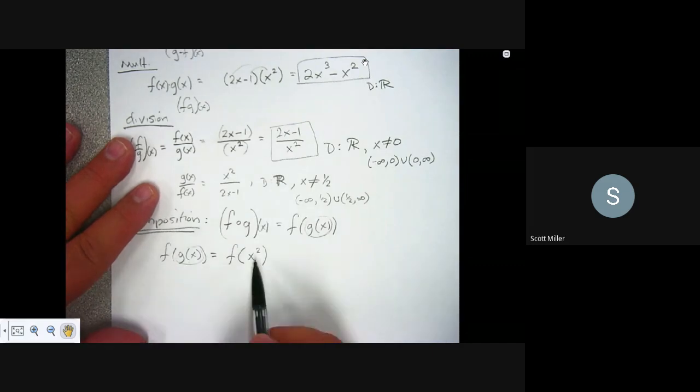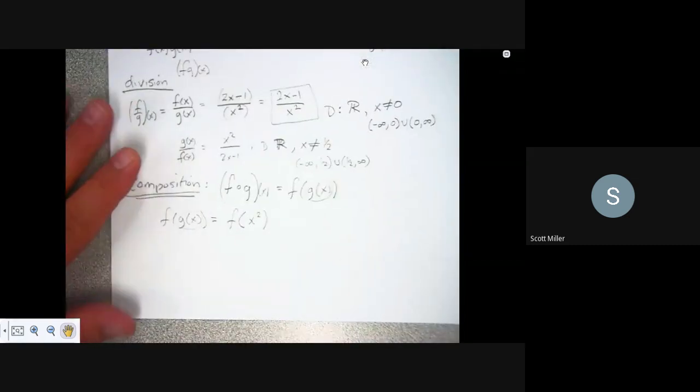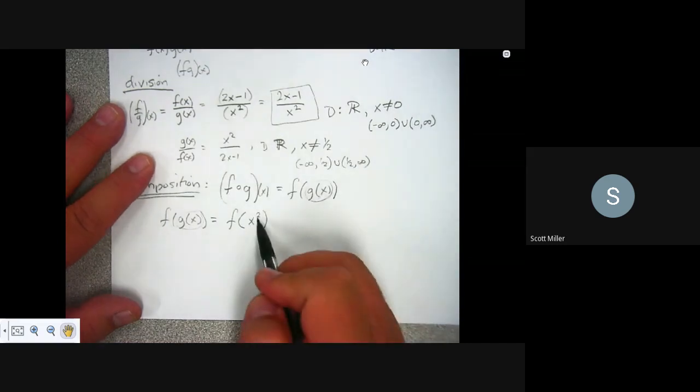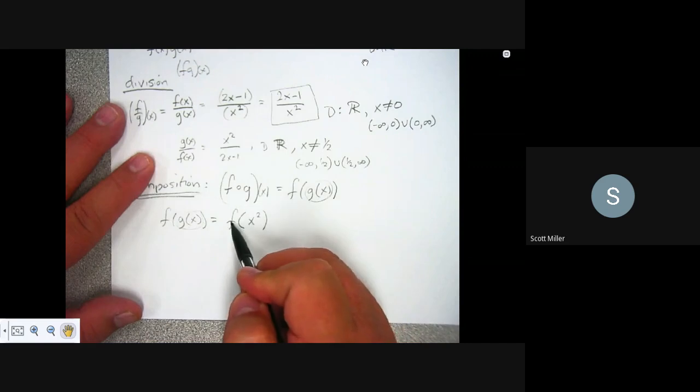G of x equals x squared, right? G of x equals x squared. So I just substituted x squared for g of x. That's all I need to do. Well, now what? Well, now I take that quantity and I put it into the function f for its variable.